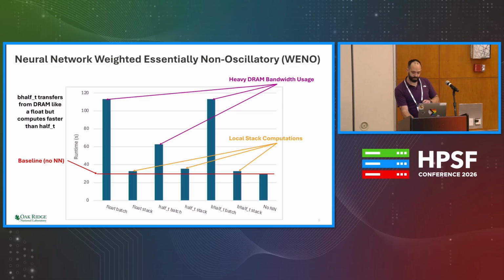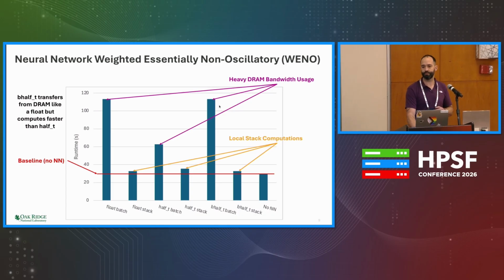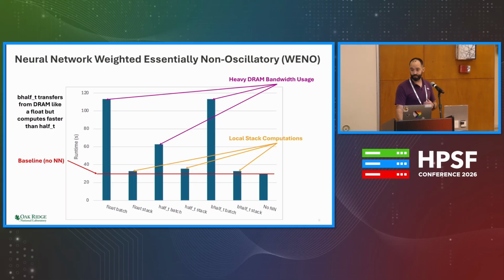So looking at some of the performance, this is a lot, but these purple arrows that we have here, this is where I did the batch mode and ran things through DRAM using Kokkos views. This will be expected to be slow because you're not doing it in a register. And then the yellow arrows is looking at things that we're doing local stack computations.